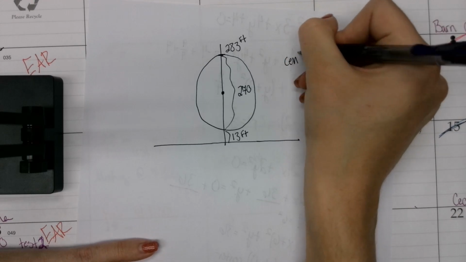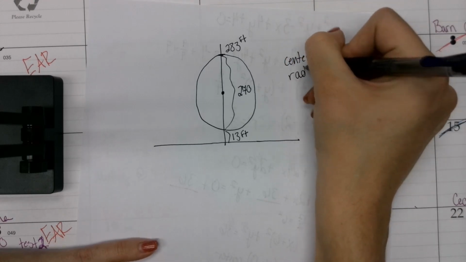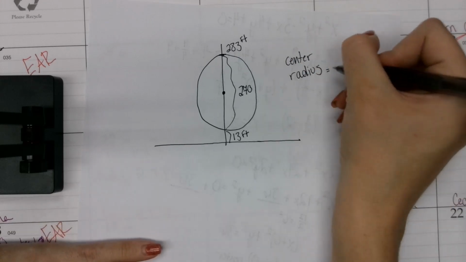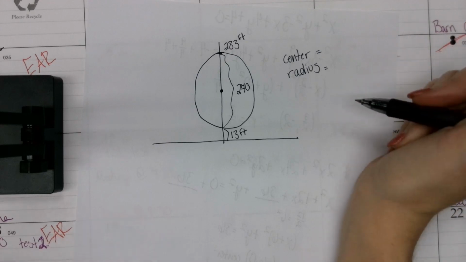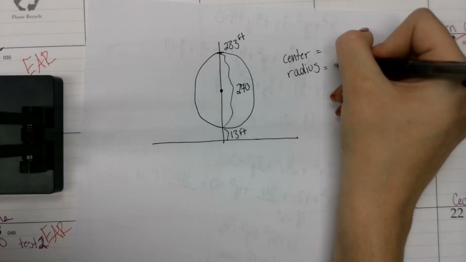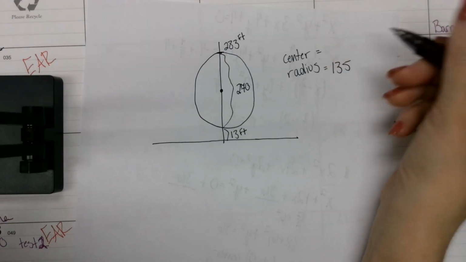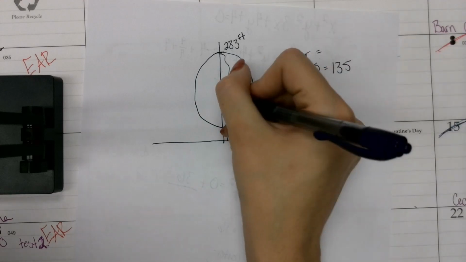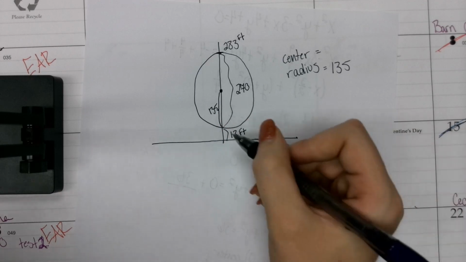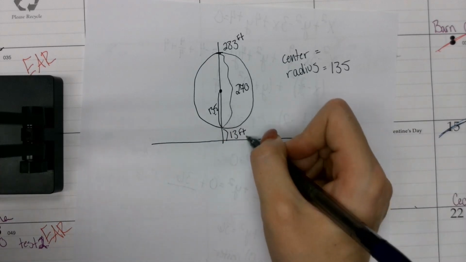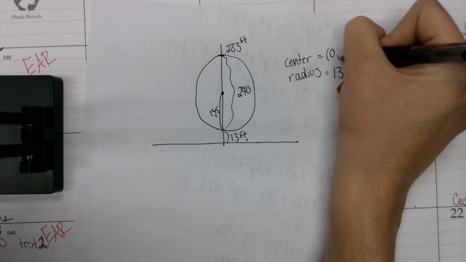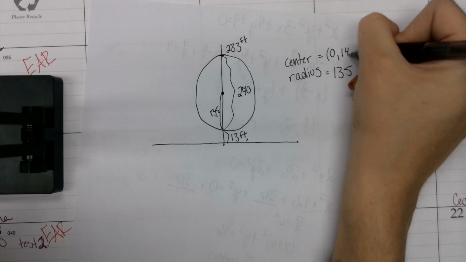So center and radius. And they tell us that this is on the y-axis, so I know my x value is going to be 0. Now, if they give us the diameter, the radius is half of the diameter. So half of 270 would be 135. But it's not just 0, 135, it's 135 plus the height it is off the ground. So it would be 148. So our center is 0 for the x value and 148 for the y value.